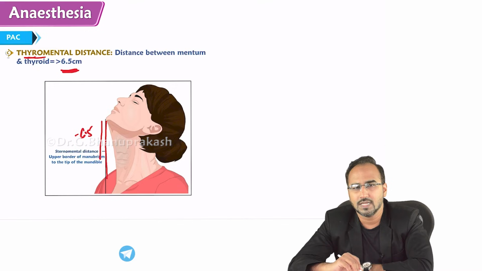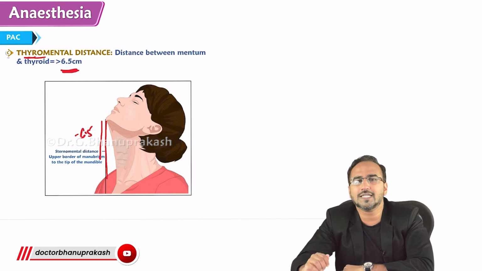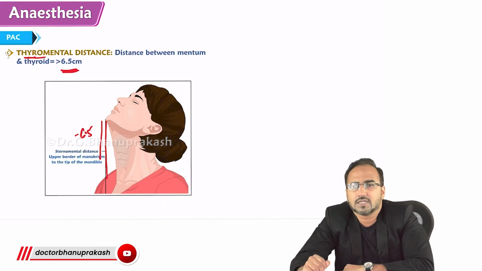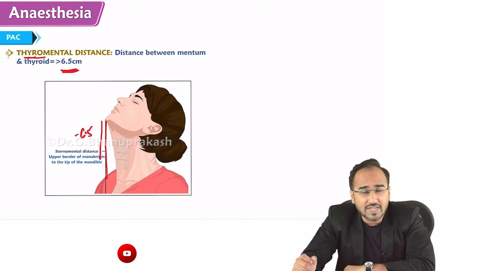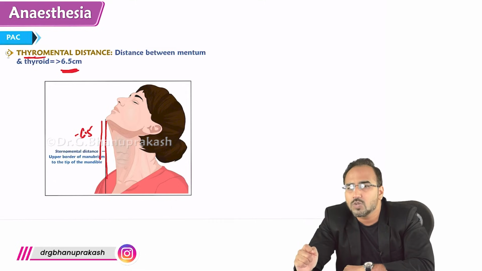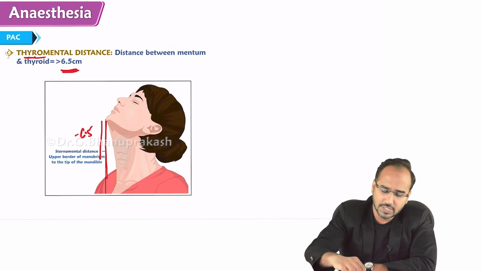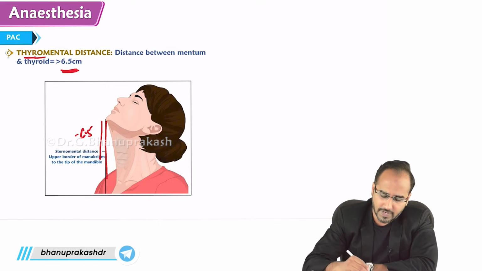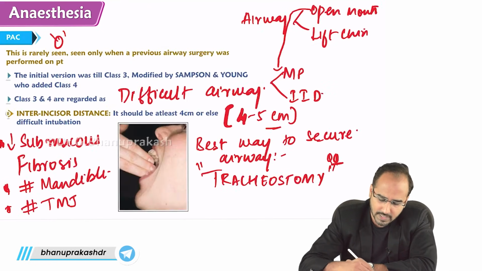What happens, guys, if the patient has a low thyromental distance or a webbed neck? Imagine a patient is coming with a webbed neck. What will happen? If a patient has a short thyromental distance, it will be very difficult for us to intubate the patient, as he does not have any neck extension, any head extension. So remember guys, the normal thyromental distance should be 6.5, whereas the normal sternomental is double the thyromental, which is 12.5 centimeters.